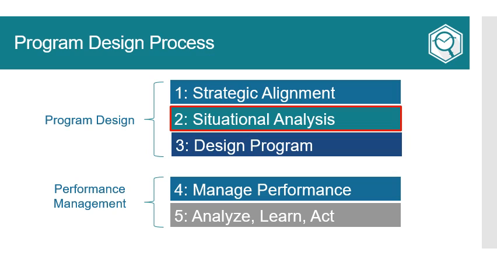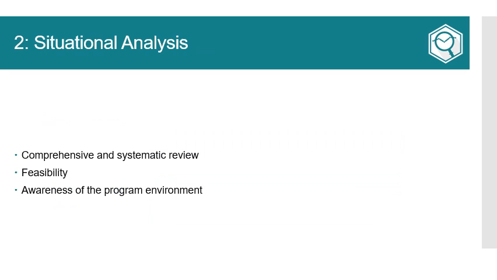Once we have a good idea about the strategic goals and objectives that our program or our idea for a new program will fit into, we can move on to the next step in the program design process, which is conducting a situational analysis. A situational analysis is a comprehensive review of the current state or conditions surrounding the program idea or the existing program. It's an analysis that takes into account past and present contextual factors surrounding the program environment, and it considers the feasibility of a new idea or the feasibility of the program continuing as it exists.